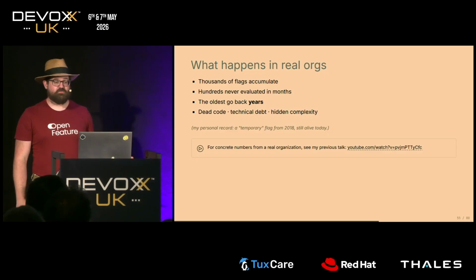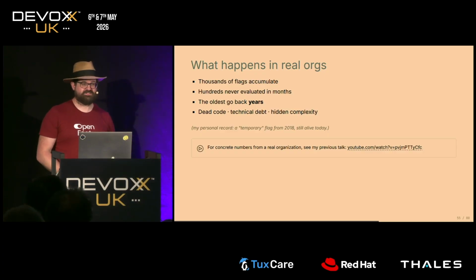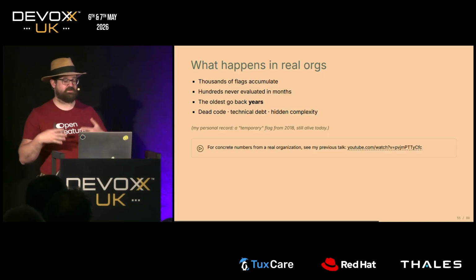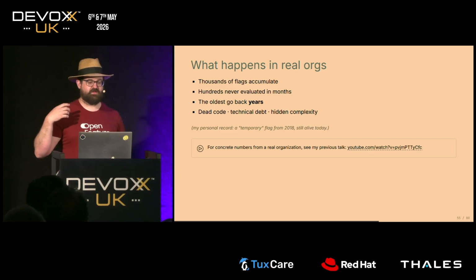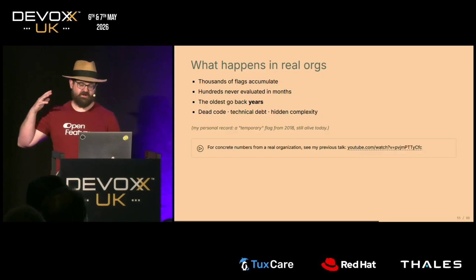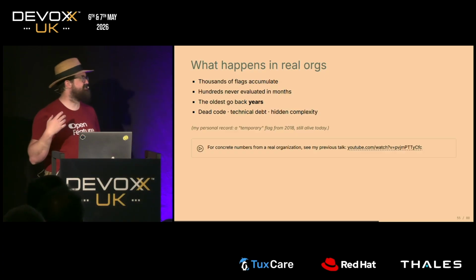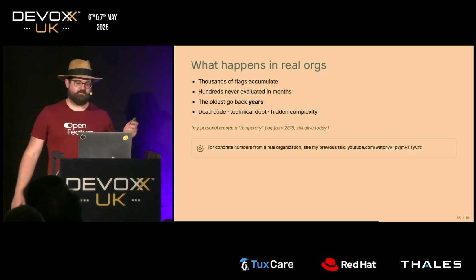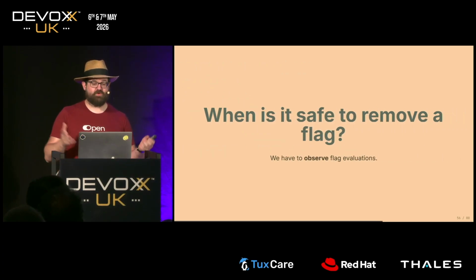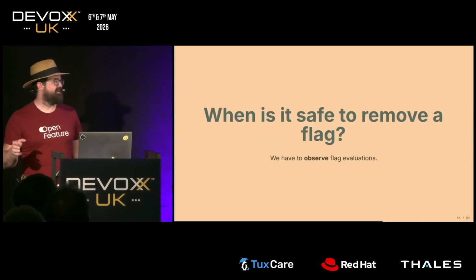Maybe the code is already removed, but you still have the feature flag. Then it's a technical debt on your operational side, because you still need to care about this feature flag when you take a look at how the software is behaving in production. And this just adds hidden complexity. And we want to get rid of that. And the big question everybody is asking, but when is it safe to remove such a flag?